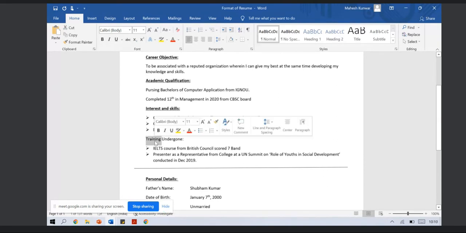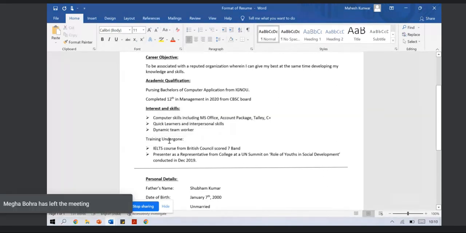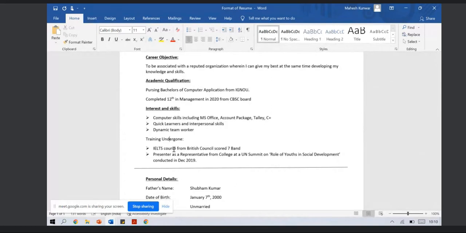And training undergone. If you have done any sort of training, like an IELTS course, if you are doing IELTS from the British Council, with whatever band score, of course you can mention that.